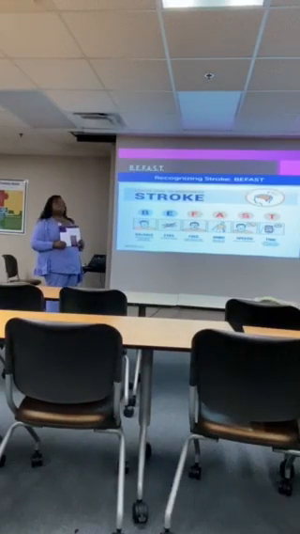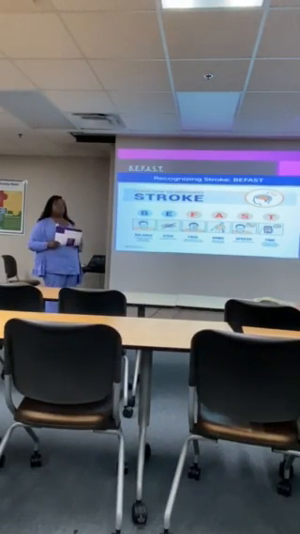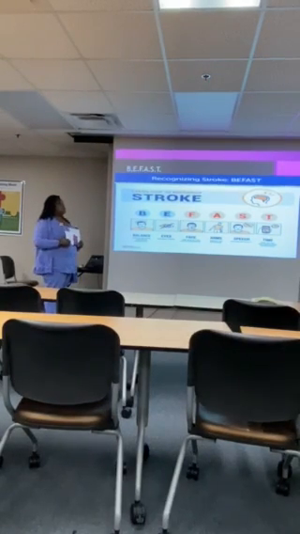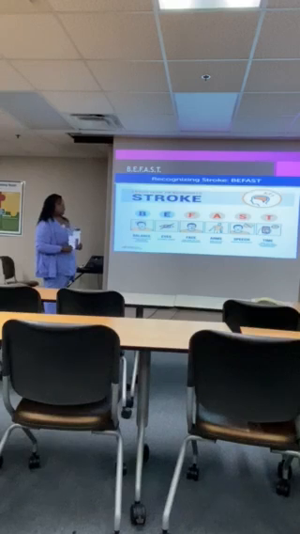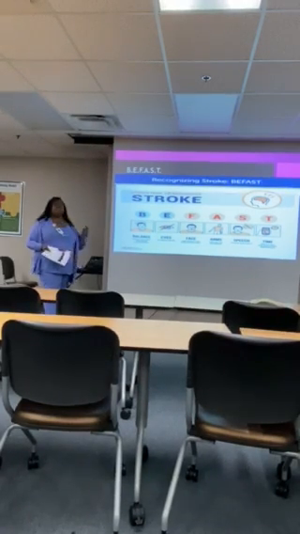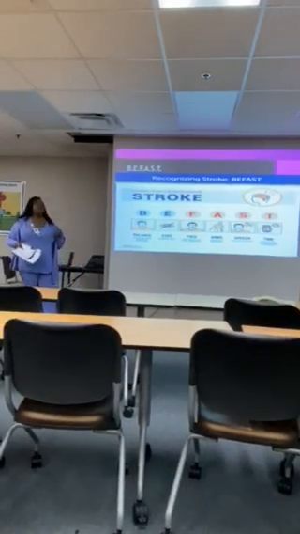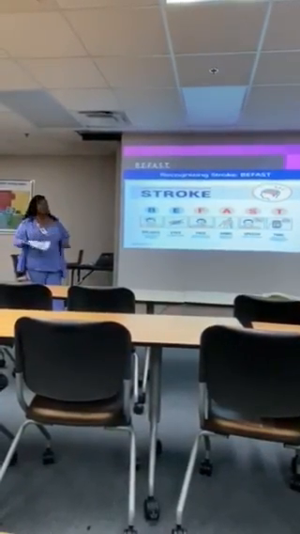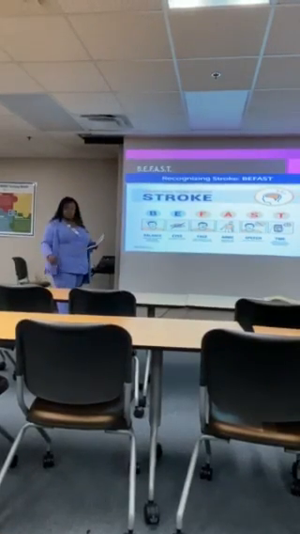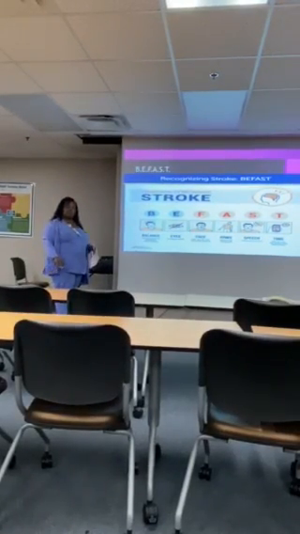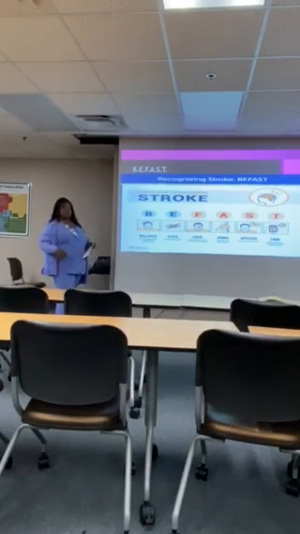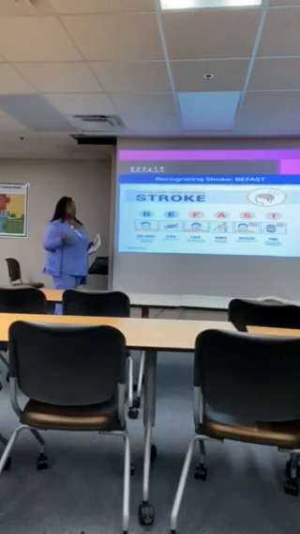E is for eyes. You may have blurred vision, double vision, or trouble seeing out of one or both eyes. F is for face, having one side of the face that is drooping. A lot of times we ask a patient to smile, and when they smile, you will see that drooping on one side of their face. A is for arms. They have arm weakness. They're not able to lift their arm, or if you lift their arm, it's flaccid and it just plops down, so they don't have any muscle to control it.